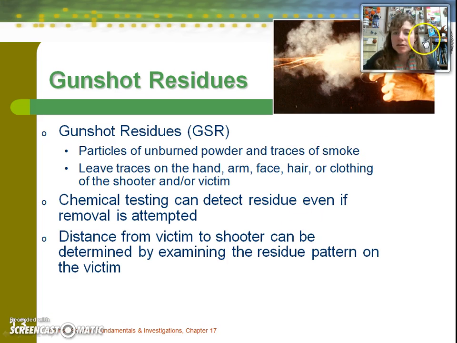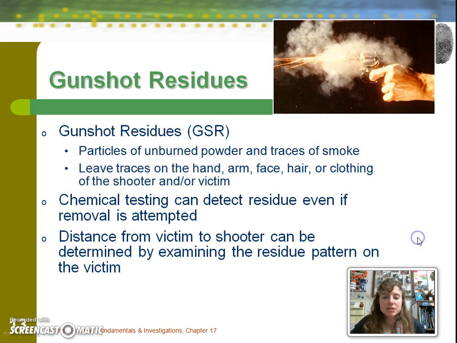Now, gunshot residue is a residue that forms with the unburned powder and also the traces of smoke when a firearm is shot. And this can accumulate on the hands and clothing of someone who's fired it. However, it can also accumulate on somebody who is just standing there. So for that reason, gunshot residue can be helpful, but not a deciding factor in a case when there's no other corroborating physical evidence.